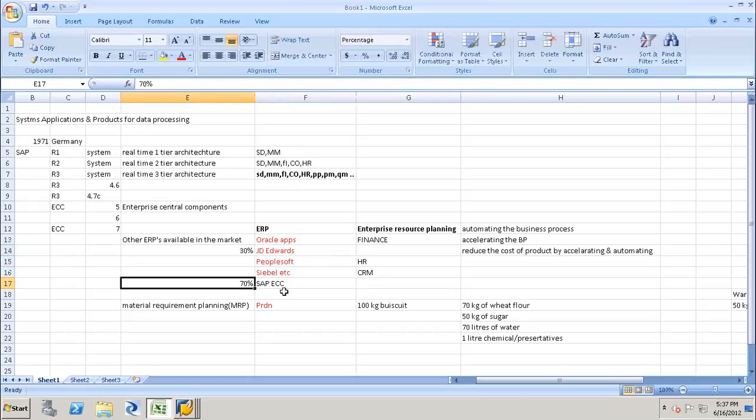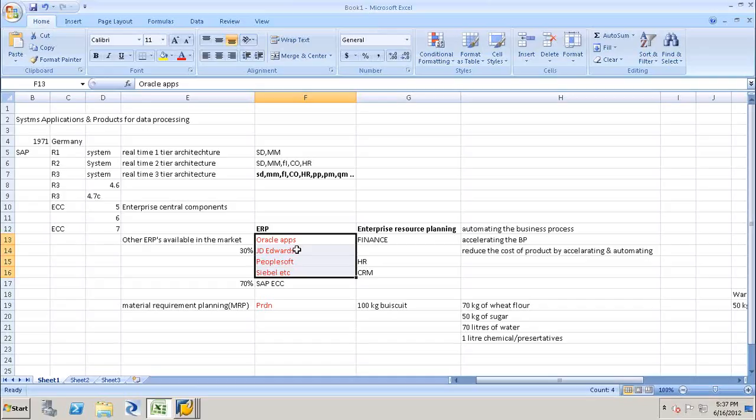So the major share is taken by SAP ECC. Why these ERP packages are not that famous is because different business processes were not tightly integrated and that was not successful in these packages. Say Oracle Apps, they tried integration.